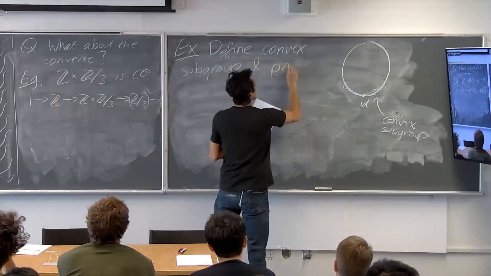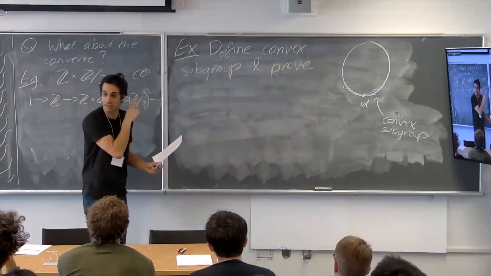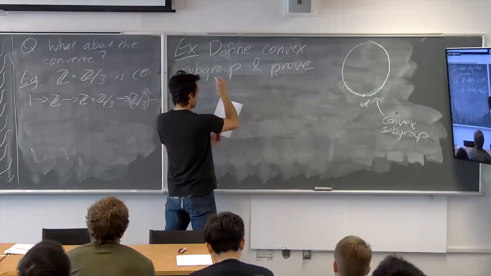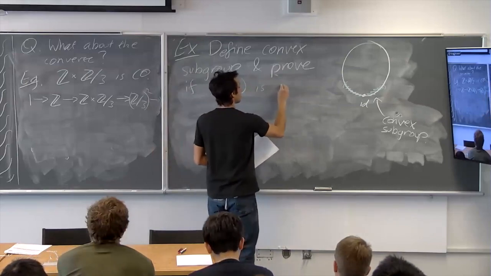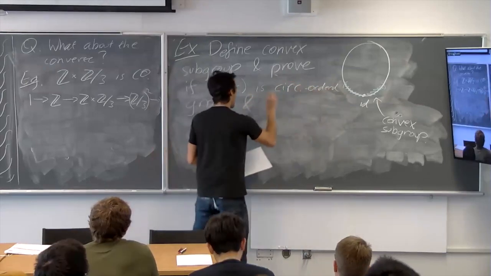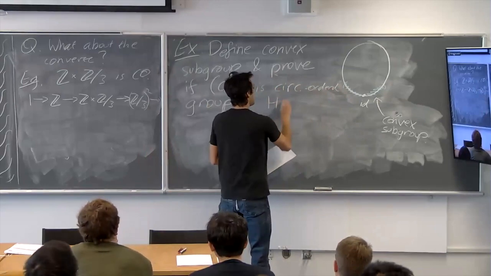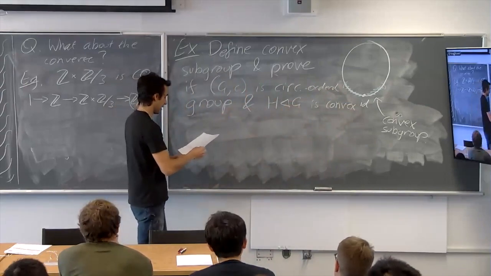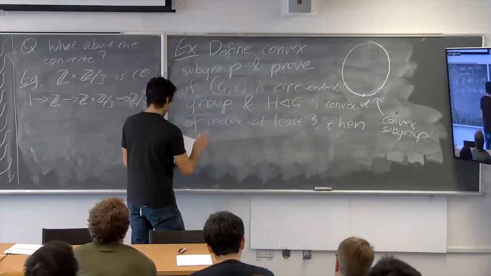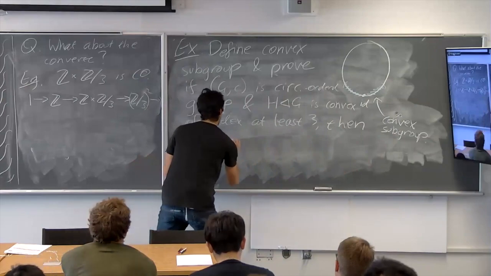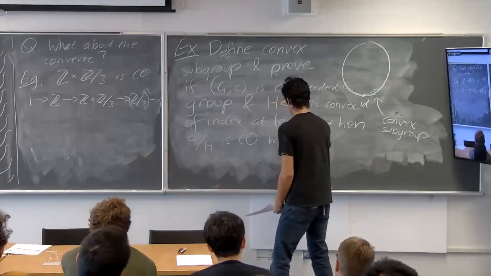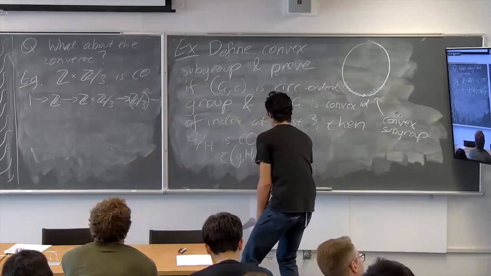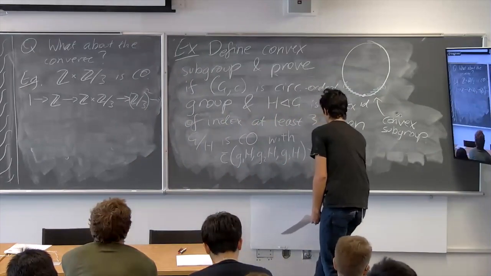and prove, right? When you have the right definition is when you prove the right theorems. And prove that the following theorem holds: that if G, C is a circularly ordered group, and H is convex, let's say it's a normal subgroup, convex of index at least 3, then G mod H is circularly orderable with a circular ordering that looks like this: C bar of G1 H, G2 H, G3 H is just equal to C of G1, G2, G3.